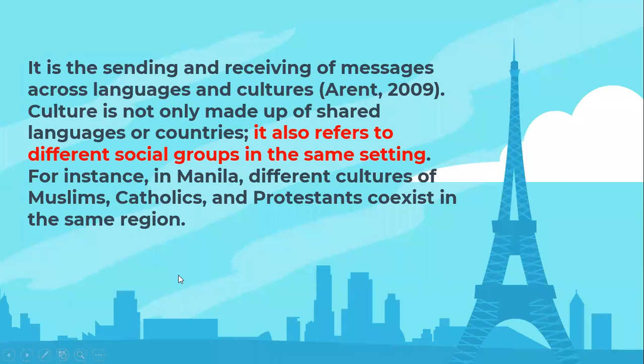For instance, in Manila, different cultures of Muslims, Catholics, and Protestants coexist in the same region. Davao City is considered a multicultural salad. It's because people who live here came from different cultural backgrounds and different geographical locations. For example, in Davao City, there are Muslims, there are Lumads, and there are migrants from other parts of the Philippines, from Manila or from Luzon, from Visayas. That's why Davaoenos speak Davao Cebuano because of the influence of migrants from Visayas, especially Cebuano speakers. That's why Davao City is referred to as a multicultural salad.